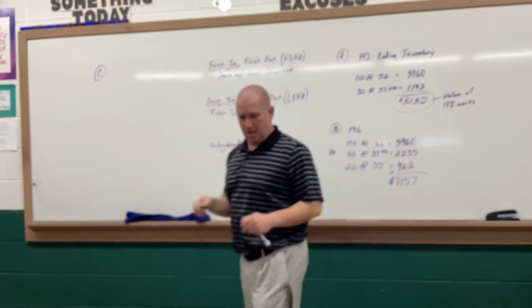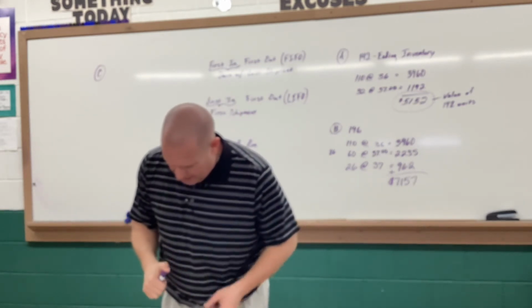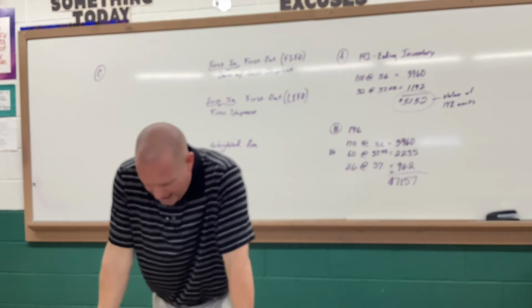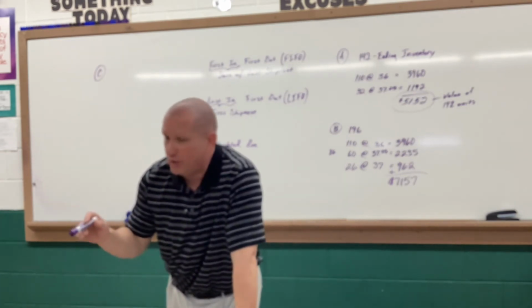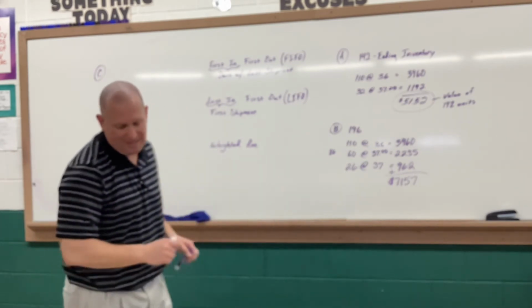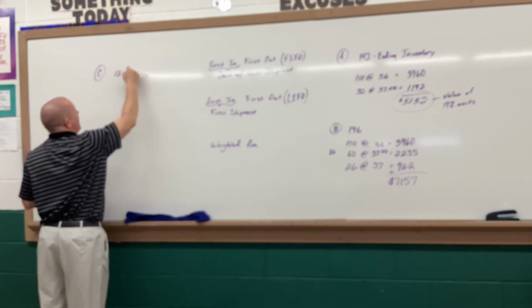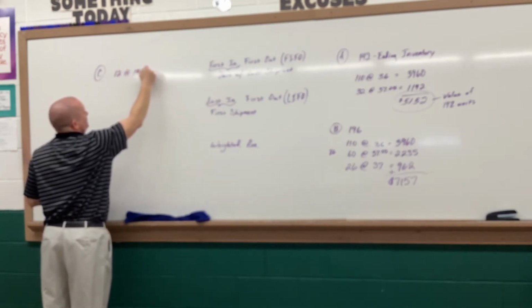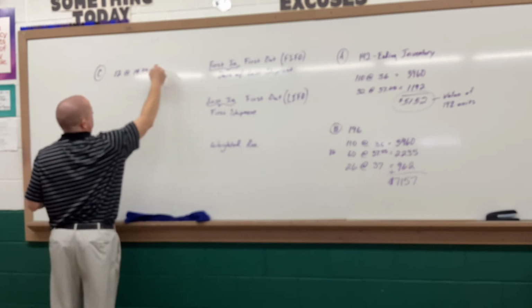Make sense? Okay, so on letter C, the beginning inventory was 12 units at $14.20 per unit. This is where you got to use the beginning inventory. So the beginning inventory is my first step: 12 units at $14.20. This is where you use exactly what they gave you in the problem. Do the math. What do we get? 170.4.